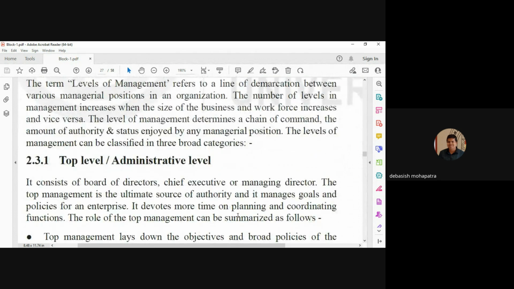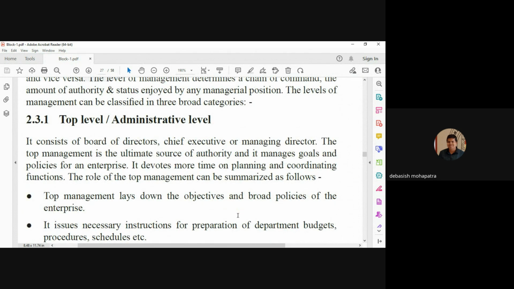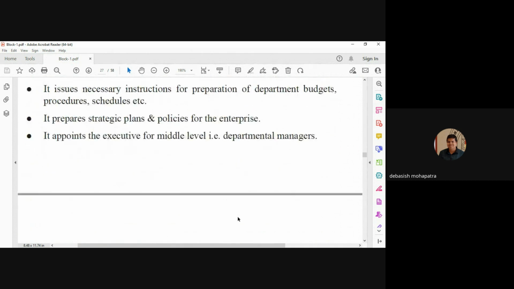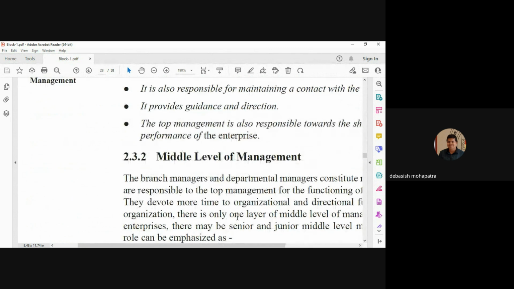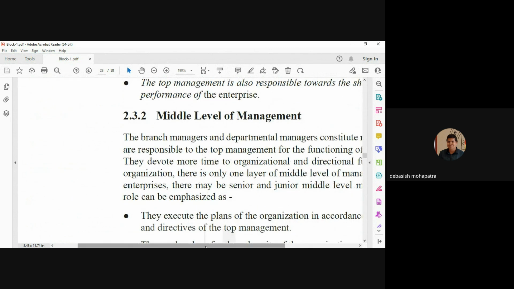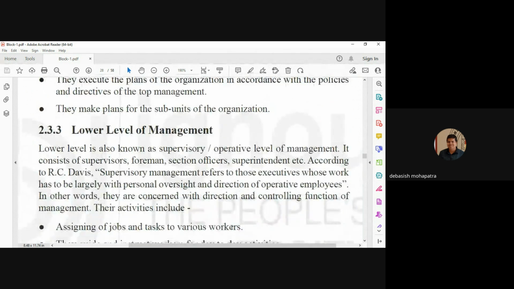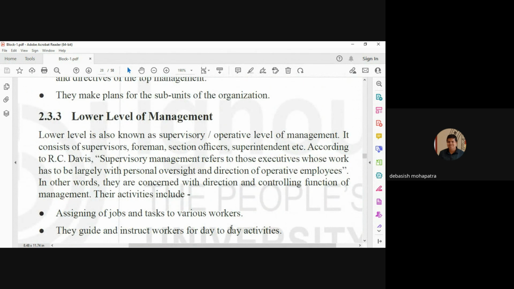Then, levels of management. Top level, this we have already discussed. Top level is the board of directors, chief executive or managing directors. Middle level also we have discussed, mainly the financial person. And lower level are the supervisors.